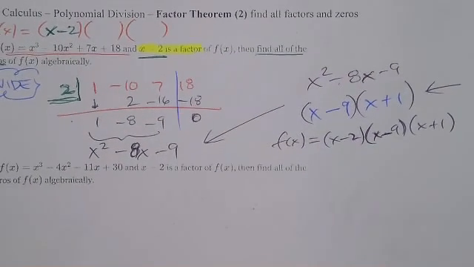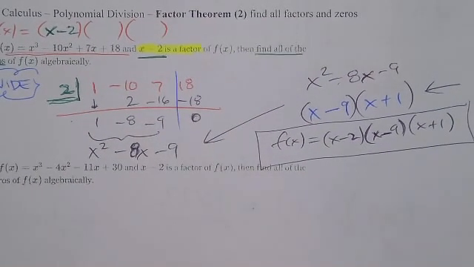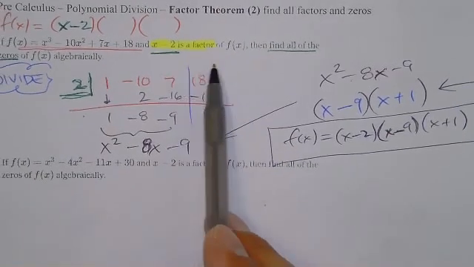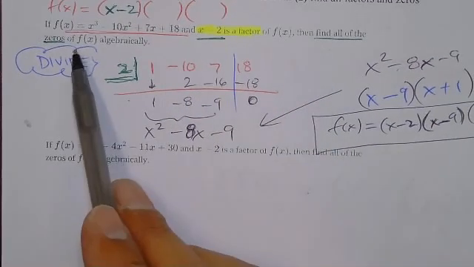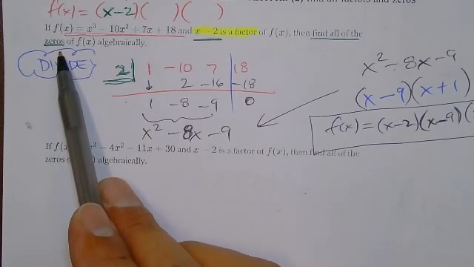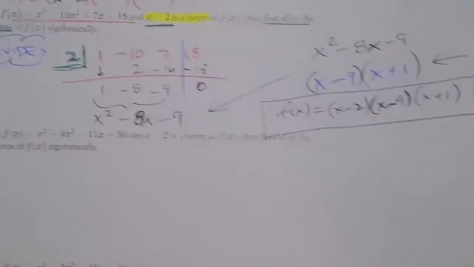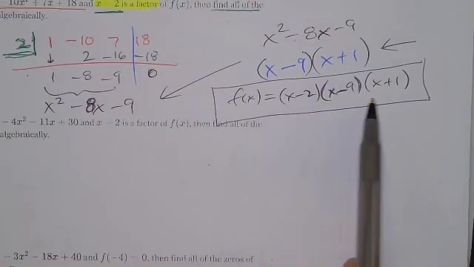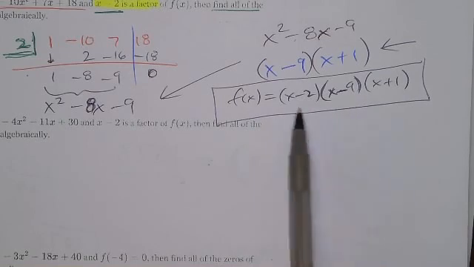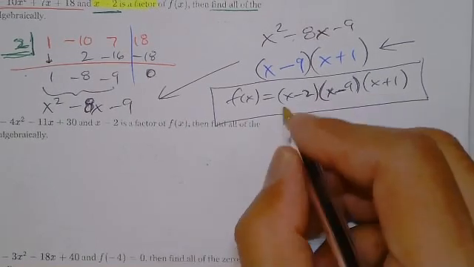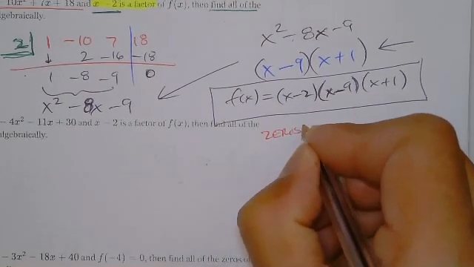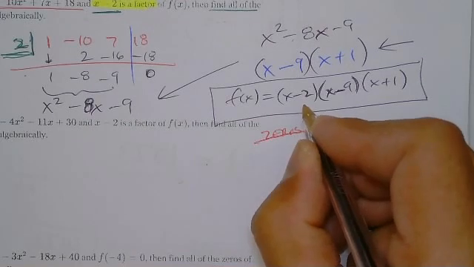Good. Now answer the question. That's not the answer. You need that. I need to have that. I'm not saying you don't need to do all this. I'm saying that's not the answer. What's the answer? Well, the question is to find all the zeros. Remember that? If this is the polynomial function in factored form, what are the zeros?